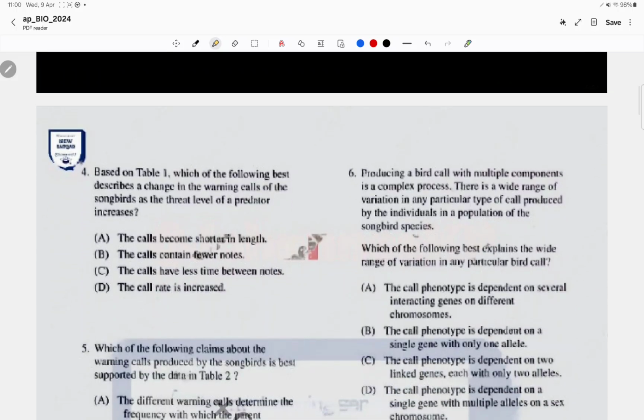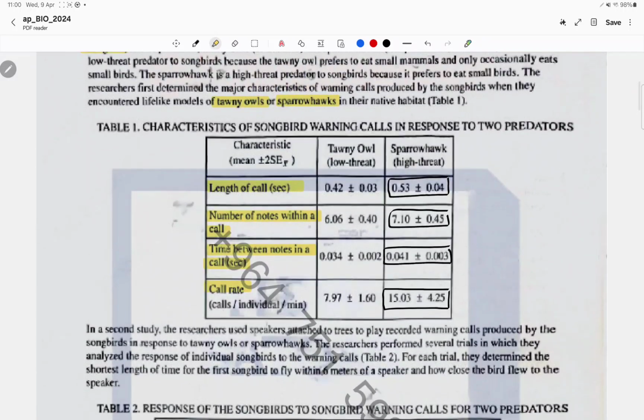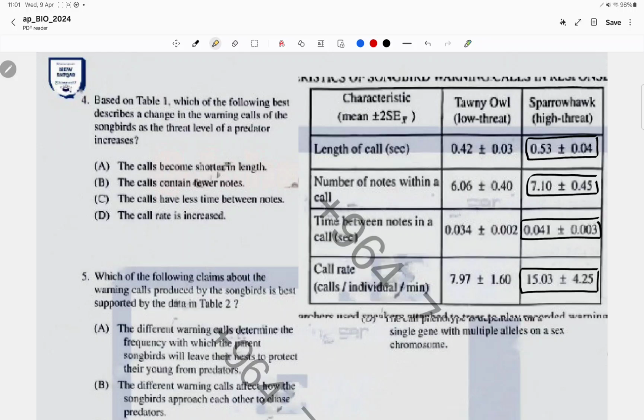Based on Table 1, which of the following best describes a change in the warning call of the songbirds as the threat level of a predator increases? As the threat level of the predator increases. So this has to do with Table 1. Let's bring it close to us. Okay, so here we have the table. It says that describes a change in the warning call of the songbird as the threat level of the predator increases.